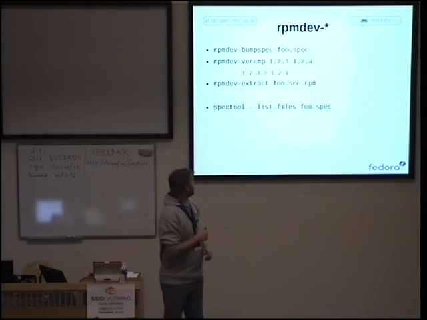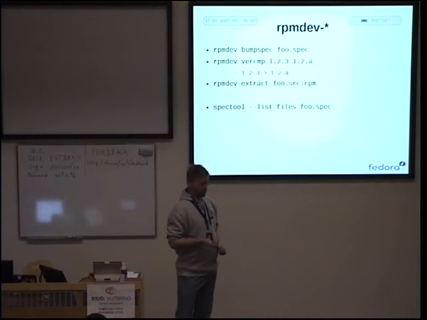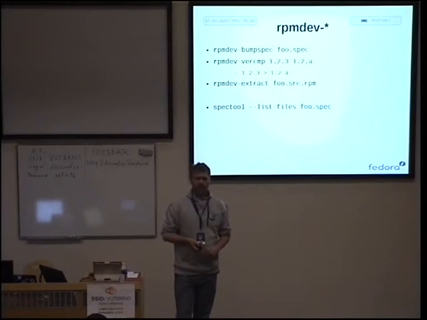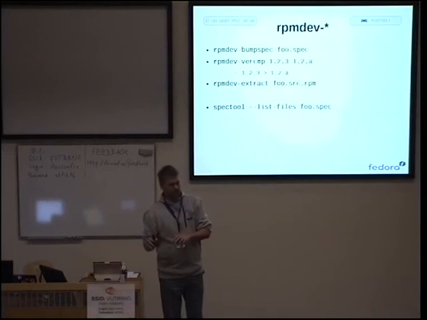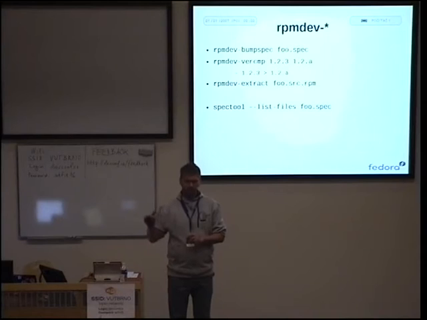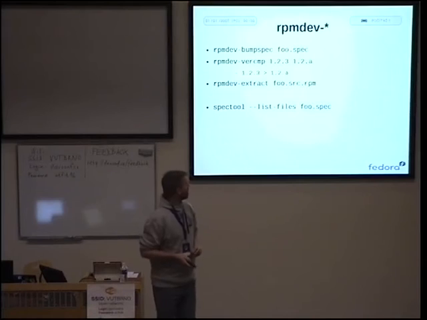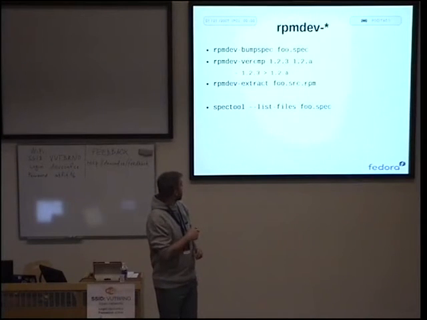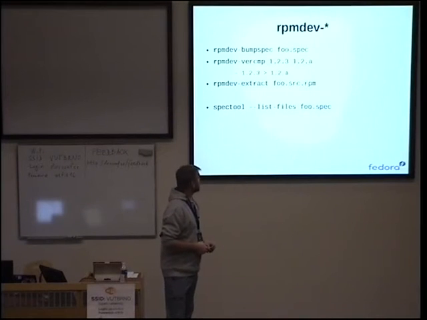Again, rpmdev-extract will extract the files in source RPM. So for a long time I ran rpm2cpio, source RPM, pipe to cpio -idv, which will extract it as well. Yeah, but this is much easier. rpmdev-extract extracts those files from source RPM.